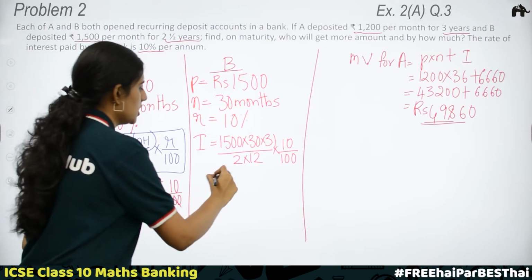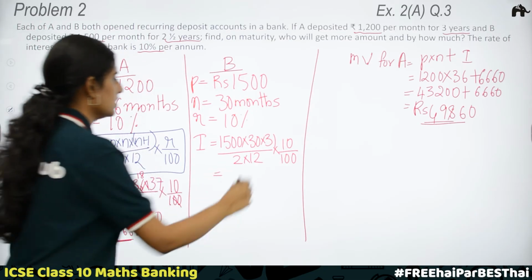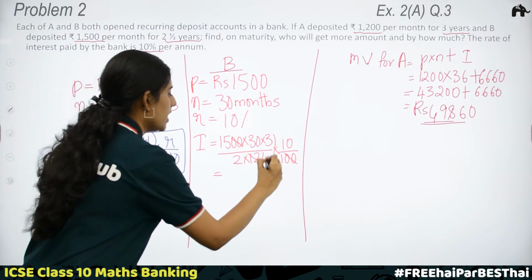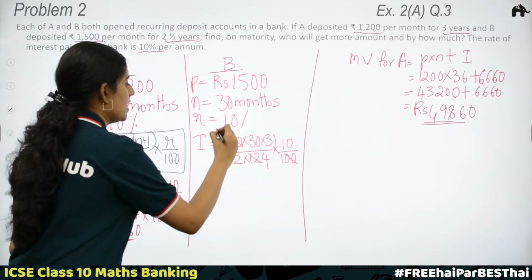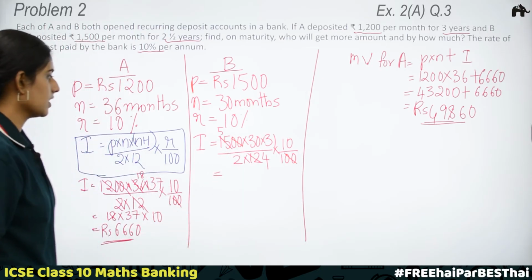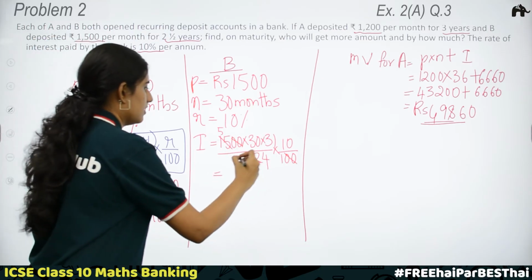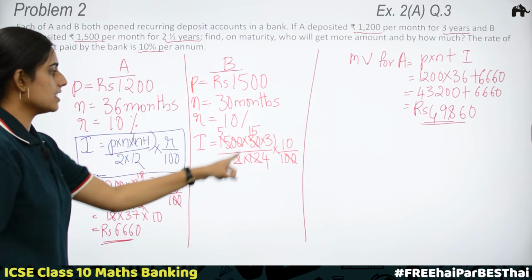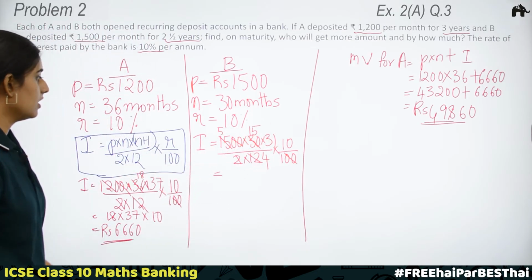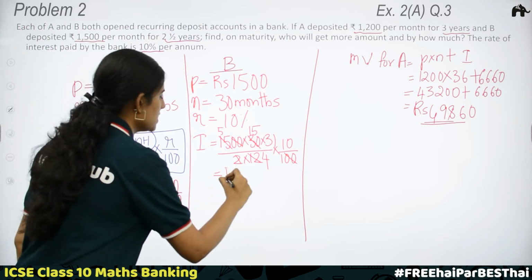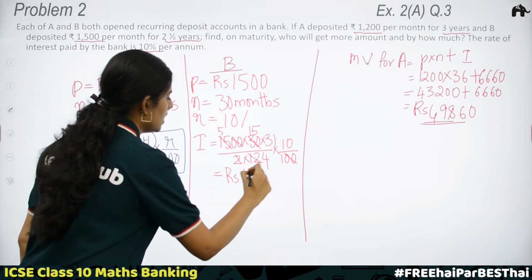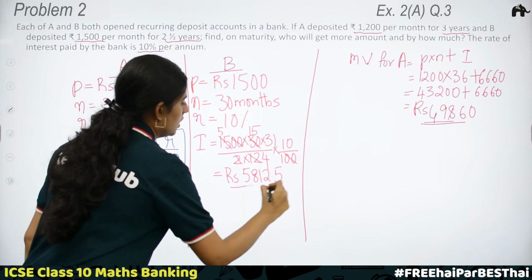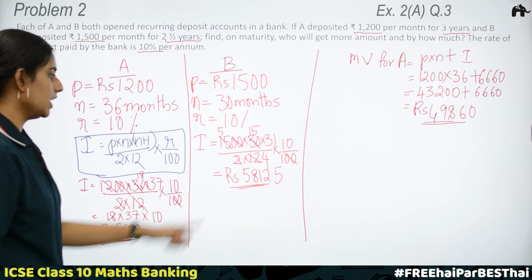Do the calculation. You can cancel out the zeros. 3 4s are 12, 3 5s are 15. Then 2, 30. Can cancel, it becomes 15. On solving this, you will be getting rupees 5,812.5. Do the calculation part properly.